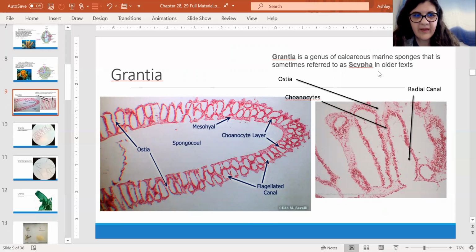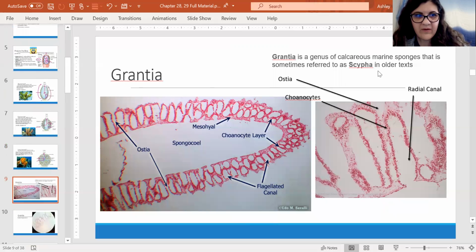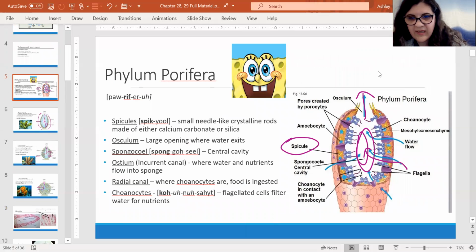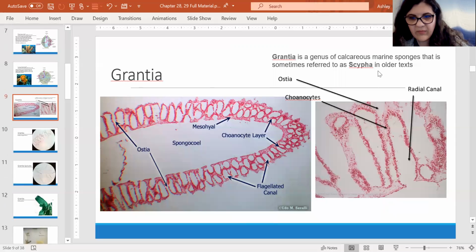In lab, we have some specimens that we look at. The first one is a Grantia sponge, which is also referred to as Scypha, and it is a syconoid sponge. So it's going to have radial canals, what you see here. They cut the sponge in half, from the top to the bottom. Just like our diagram in the first slide, you can see the same kind of imagery, but with radial canals.